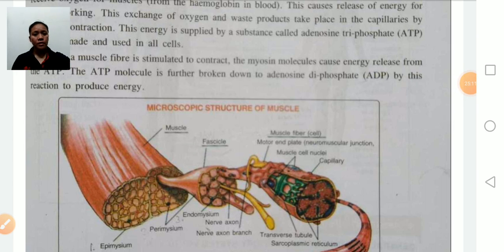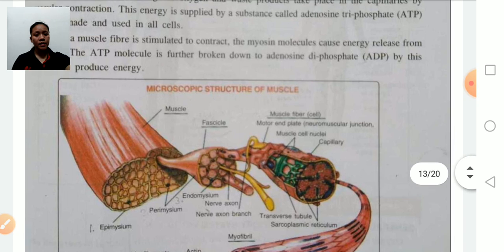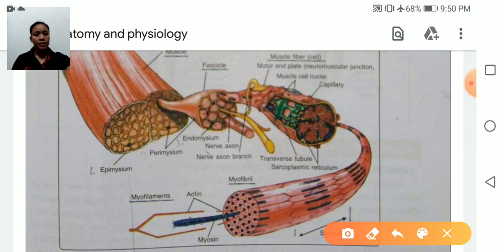This is the microscopic structure of muscle. This is the muscle, and the muscle is covered by a thin layer called epimysium. A group of muscle fibers is covered by perimysium, and the single individual muscle fiber is covered by endomysium. Perimysium covers the entire muscle fibers.